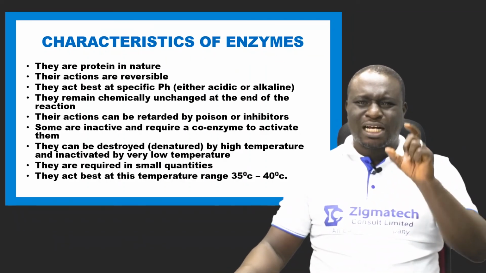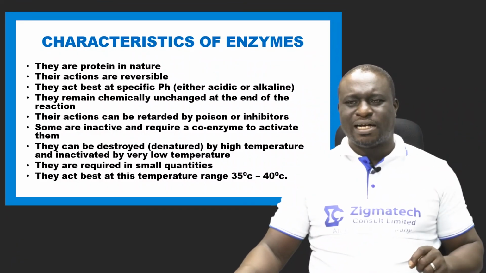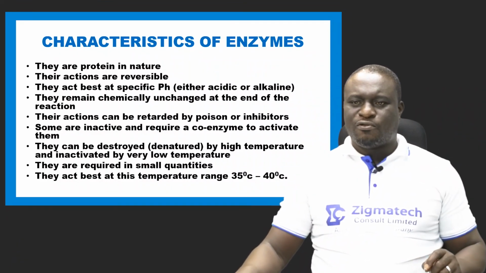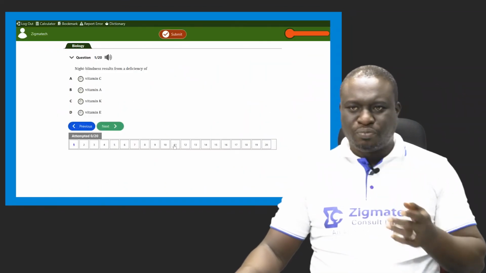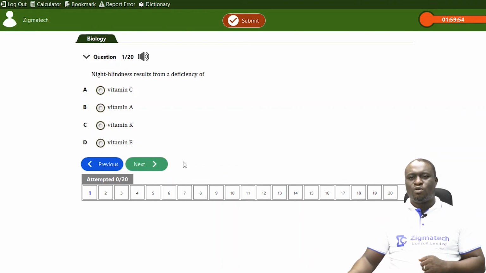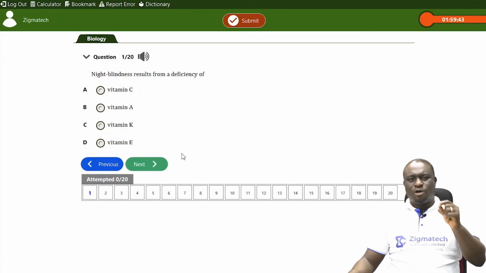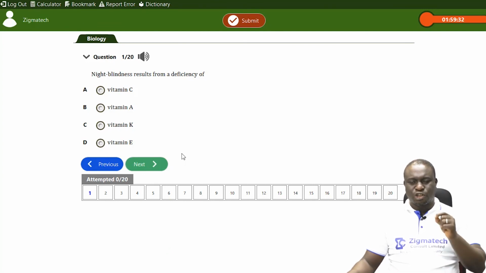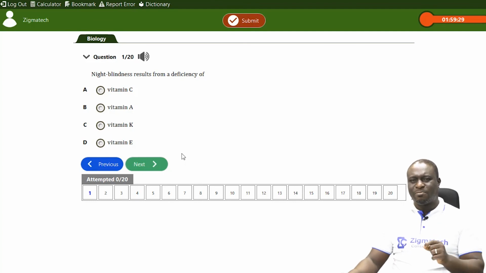Now quickly, let's take a look at just one or two questions in our Examguide app. We have so many of them, about 20 here, but please let's just take about two. Question one, look at this. Night blindness results from a deficiency of. Remember when we were talking about types of vitamins, I mentioned the deficiency of each of these vitamins. Option A said vitamin C. No, the deficiency of vitamin C is scurvy. Option B says vitamin A, which is correct. The deficiency of vitamin A is night blindness.